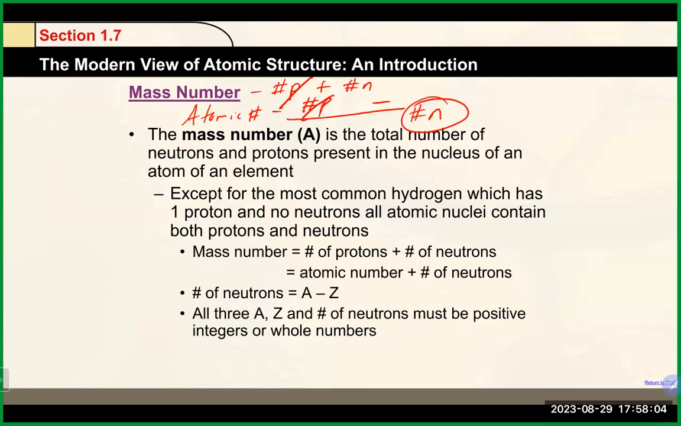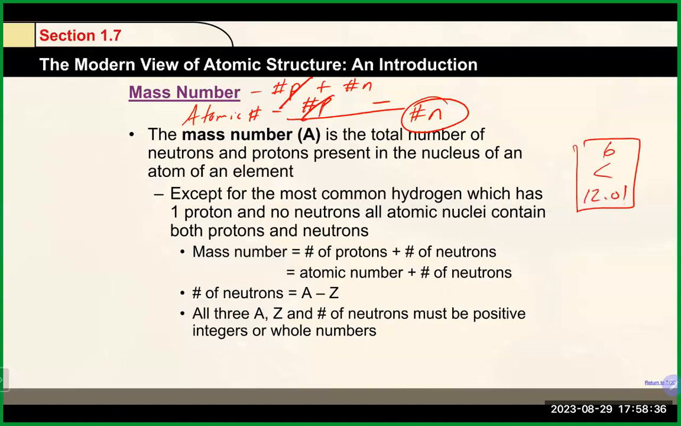The exception is hydrogen. Hydrogen has a proton, it has an electron, it does not have a neutron. So everybody else will have all 3, but hydrogen just has those 2 that are present. When you are calculating the number of protons, electrons, neutrons, the mass number, atomic number, they all should be positive whole numbers.